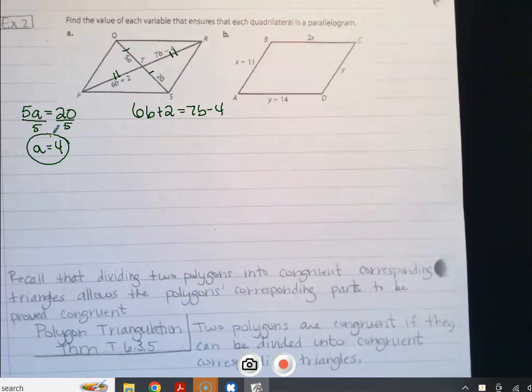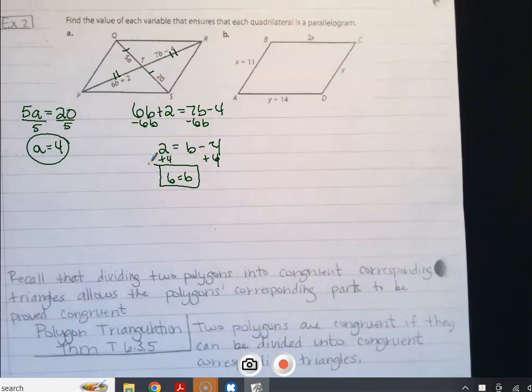With 6B, I would subtract 6B. All right, so then we'd have 2 equals B minus 4. And then we would add 4. B equals 6. So 6 equals B.